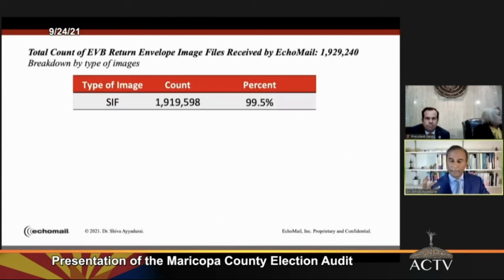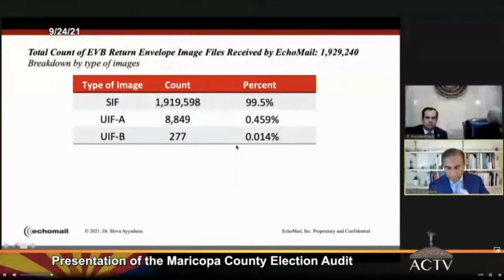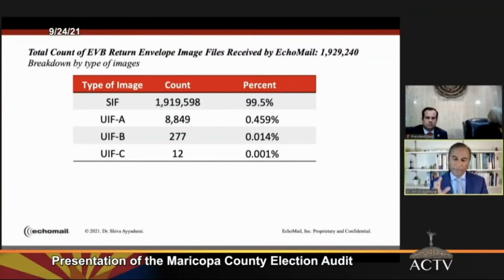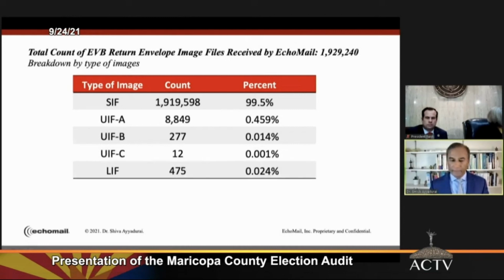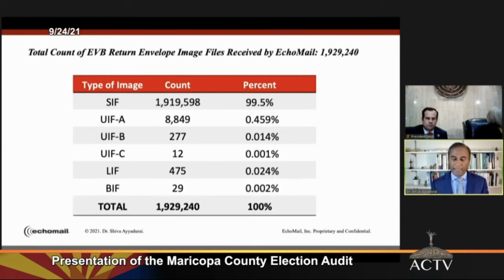We got a drive with all of these images on them. The SIFs, which was the first one I showed you, there's 1,919,598, which is about 99.5%. The UIFAs, 8,849, .459%. The UIFBs, 277, .014%. And if we go to the UIFCs, which are the affidavits, which are a small set, which are 0.001%. And then finally, we have the large formats, which are 475, .024%, and the Braille, about 29 of them, 0.002%. That added up to all of them.